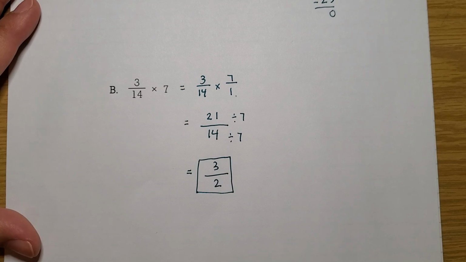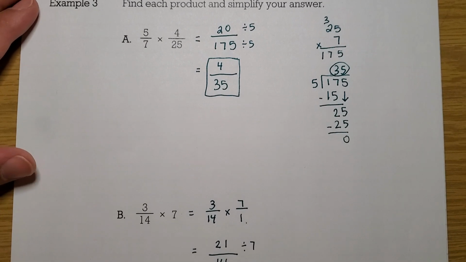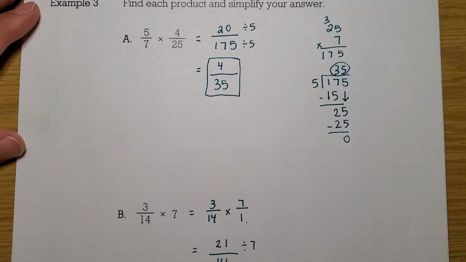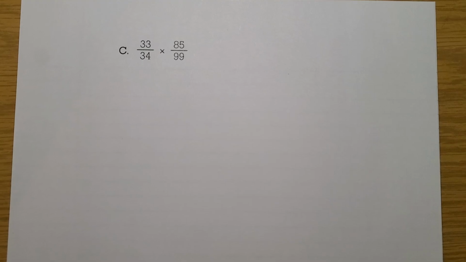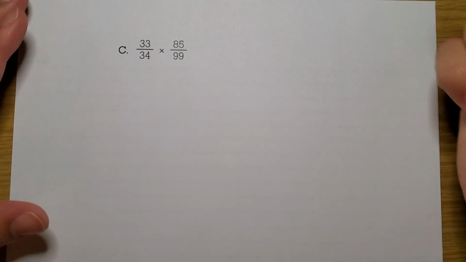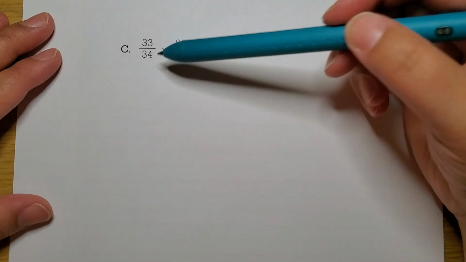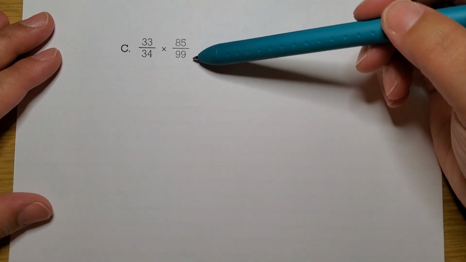All right, so these two problems had numbers that weren't super big. Let's go ahead and look at a problem where the numbers aren't giant, but they are still big enough to make it a headache. All right, so we're going to look at 33/34 times 85/99.